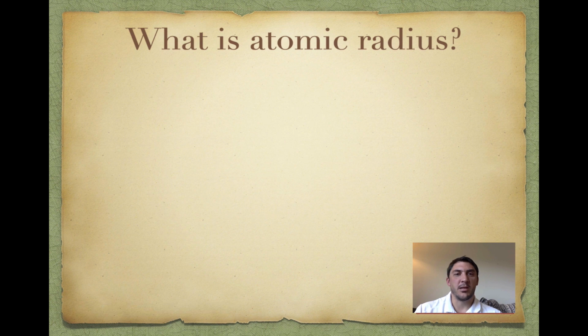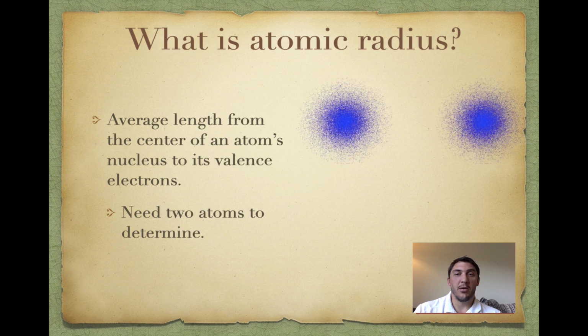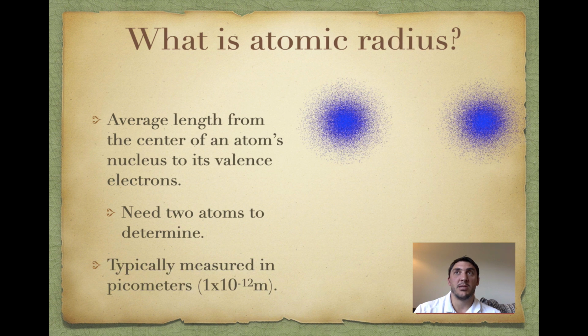What is atomic radius? Atomic radius is the average length from the center of an atom's nucleus to its valence electrons. You need at least two atoms to be able to determine this. I'll discuss why in a moment. And it is typically measured in picometers. That's 10 to the negative 12th meters. It's really, really, really small. Remember, we're talking about atoms here.